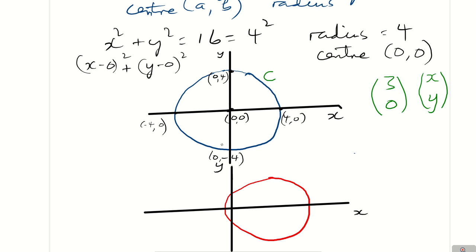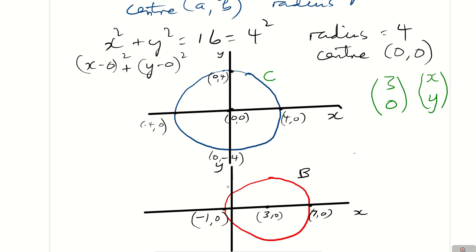So the centre's moved from 0, 0 and it's moved 3 to the right. So the centre's now going to be 3, 0. This point here, which used to be 4, 0, is now going to be 7, 0. And this point here, which used to be minus 4, 0, is going to move across. It's now going to be minus 1, 0. And that's what our new circle B looks like. I haven't drawn it great because it's supposed to be the same size as the original circle.